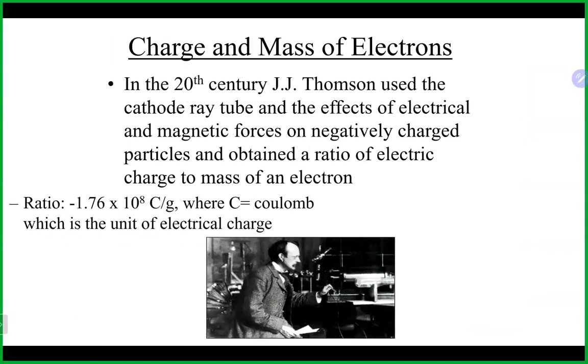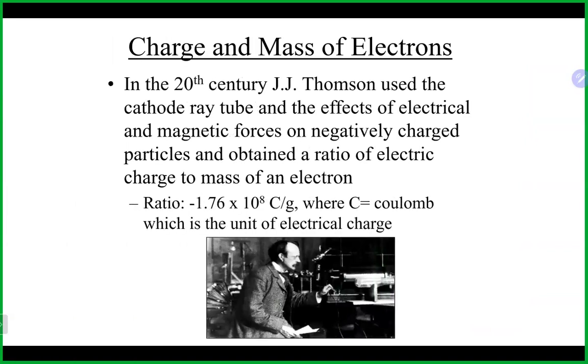So one of the earliest and important experiments that you do need to know in terms of the electron was one that was done by Thomson. Thomson actually used a CRT, or cathode ray tube, and as you can see, there he is with his cathode ray tube right there. He was able to figure out the charge to mass ratio of an electron.